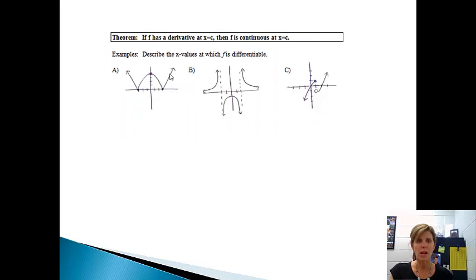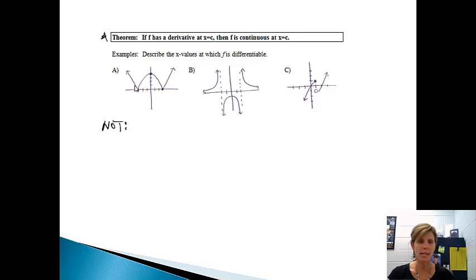All right. One theorem that we're going to look at: if f has a derivative at x equals c, then it must be continuous. So if a graph is not continuous, then it can't have a derivative. Just backing up, what we're going to look at in our examples is finding places where f is differentiable. So we might want to first write down where it is not differentiable, and then where it is. I'm going to start with example A.